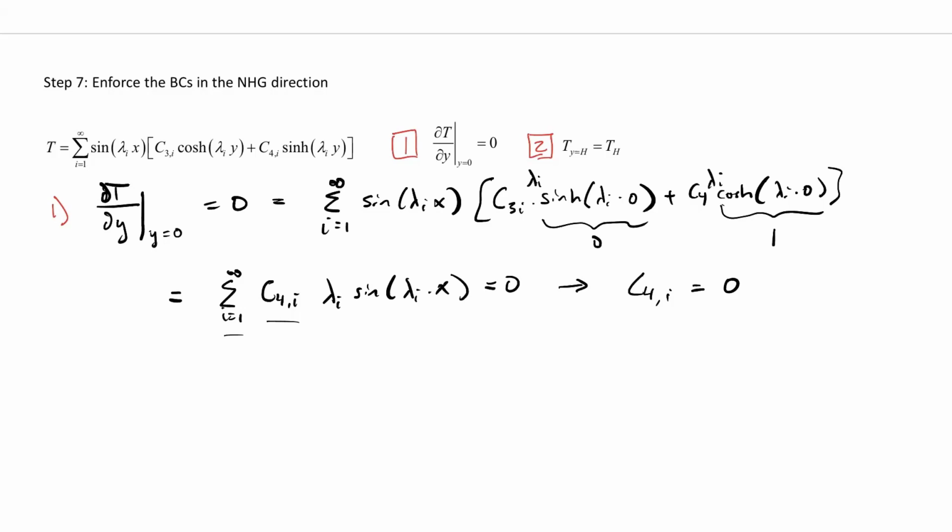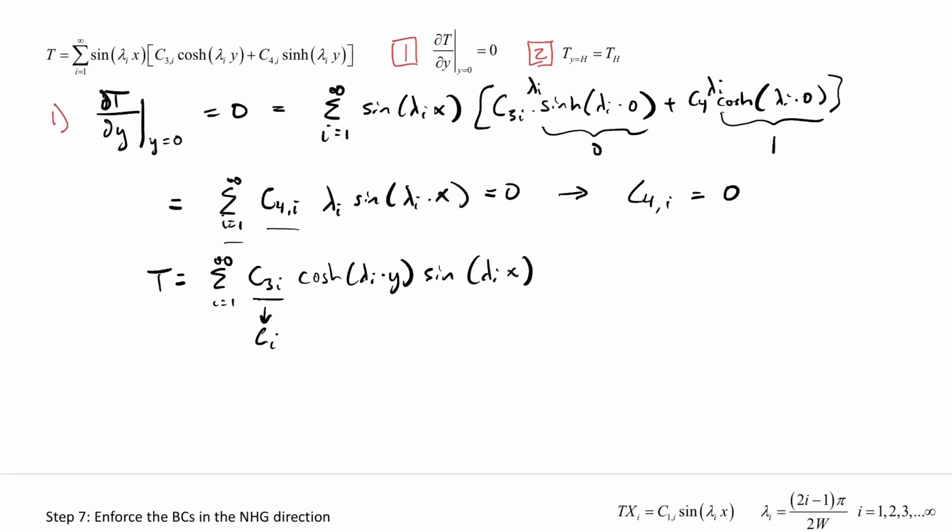Okay, so we stumbled through that one, but basically we got to the point where we're eliminating one part of the coefficients. We're saying C4I are all equal to 0. Great. So that gives us back our new temperature expression, which is the sum from I equals 1 to infinity of C3I times cosh of lambda I y times sine of lambda I x. Now we have our new solution, coming out of enforcing this boundary condition. Instead of calling this C3I, let's just call it CI, our unknown constants, just to make it a little easier. So we have this as our solution.